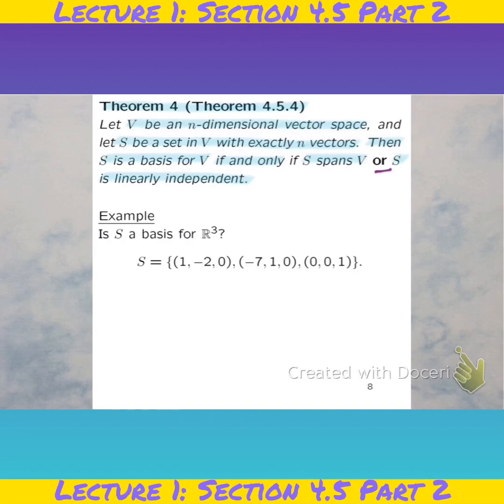So why is it, with a finite dimensional vector space, that I only have to prove one of the properties? Why is it not the case that I have to prove both? The answer to that is we're going to quickly look at that. All right, so we're first going to take a set S of n vectors, and then we're going to play around with that set and see what happens.